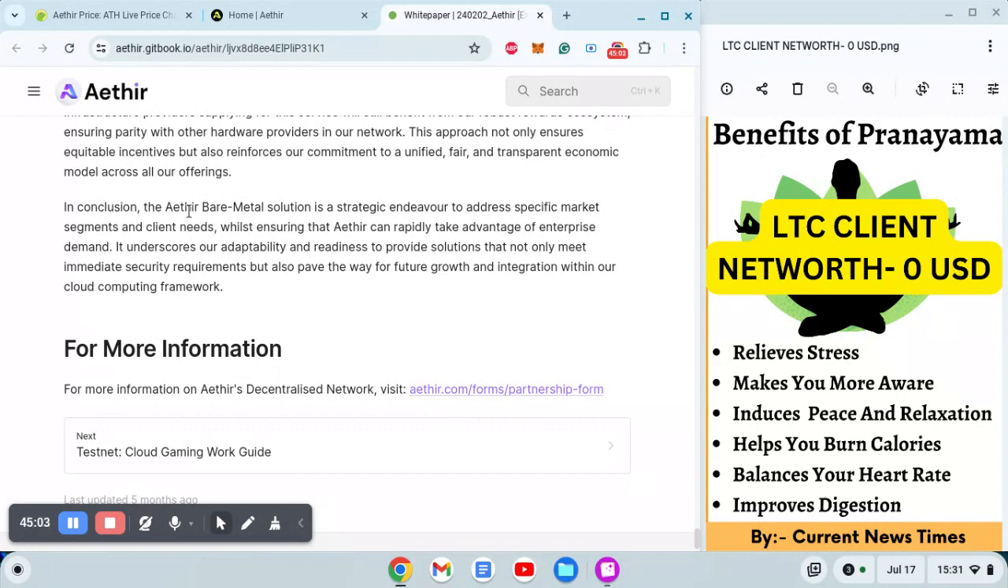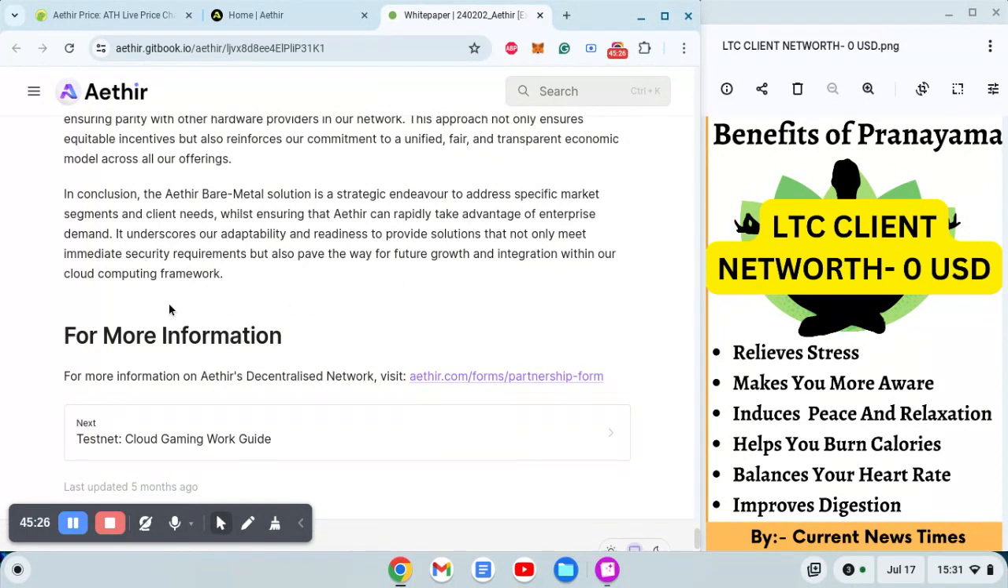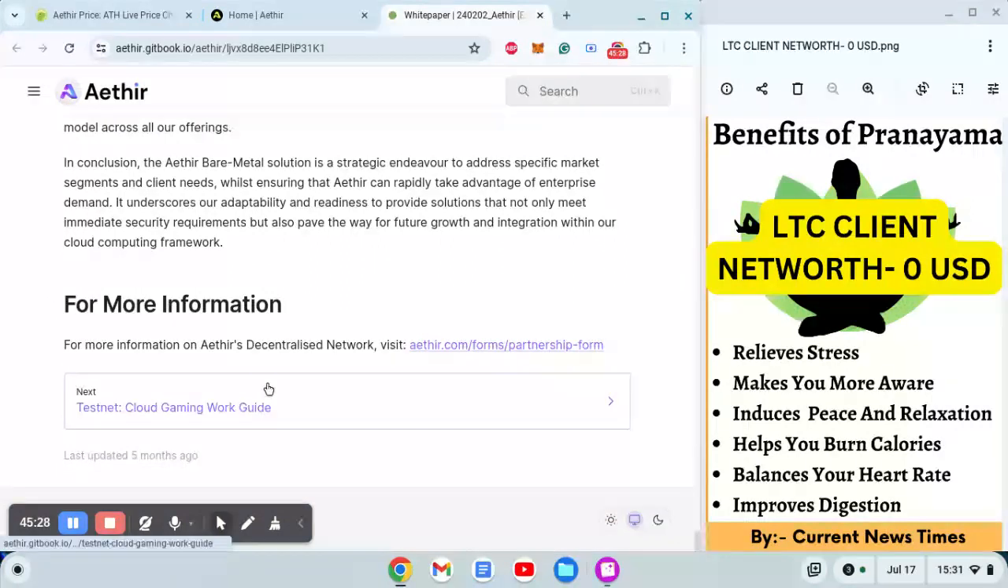In conclusion, the Aether bare metal solution is a strategic endeavor to address specific market segments and client needs, while ensuring that Aether can rapidly take advantage of enterprise demand. It underscores our adaptability and readiness to provide solutions that not only meet immediate security requirements, but also pave the way for future growth and integration within our cloud computing framework.